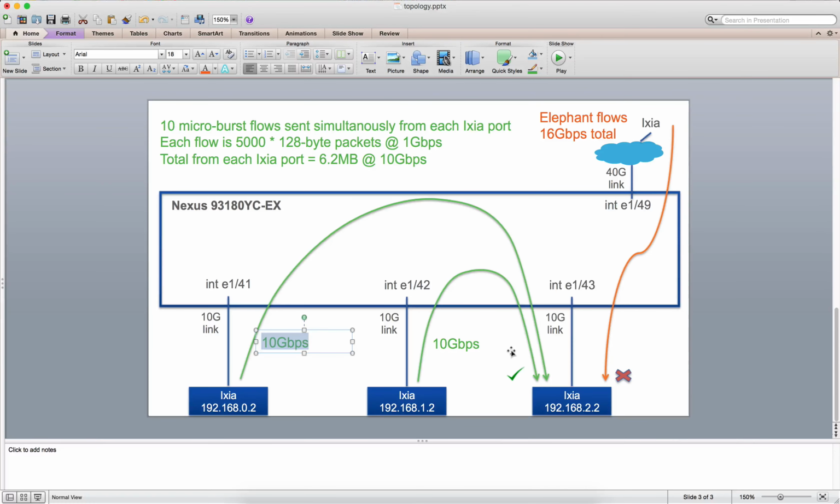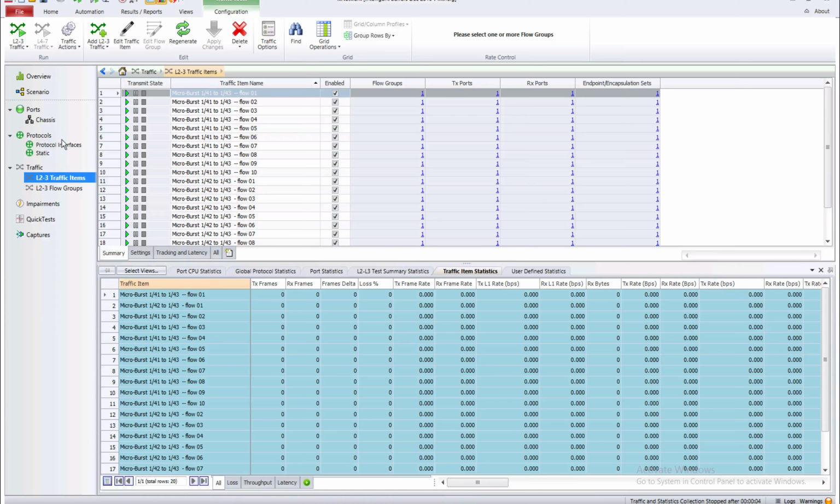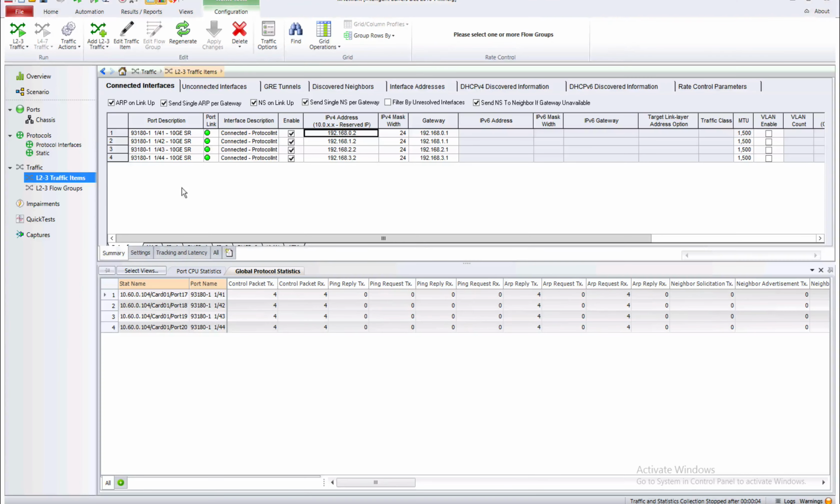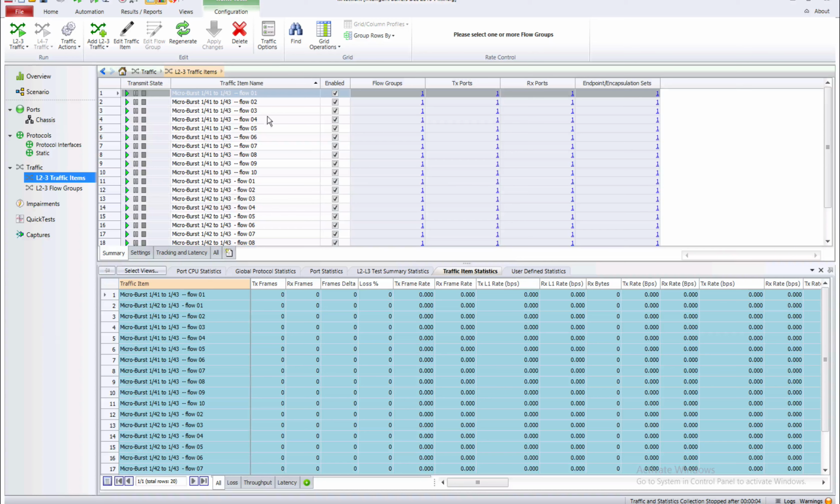Now the whole concept is, let's see how AFD can help us. But first of all, without any AFD or DPP config, let's see what is going to happen. This is the Nexia configuration. Those are the Nexia interfaces, with the gateway being the interface. And those are the Nexia traffic items. As I said, we have 10 bursts from each port, 41 to 43, 1 to 10, and the same for 42.